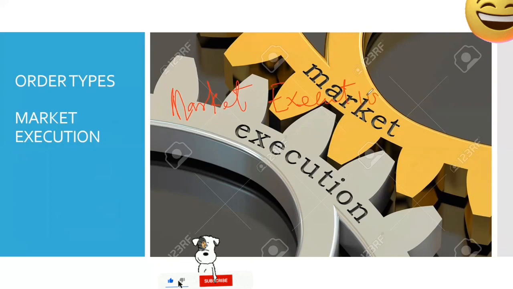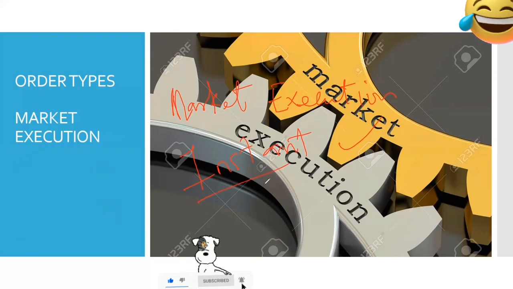Market execution can also be called instant execution. Instant, just as the name implies, you want to jump into the market at that same time, at that same price where you met the market. Instantly, you want to join the market to start buying or selling, as the case may be, based on your analysis.